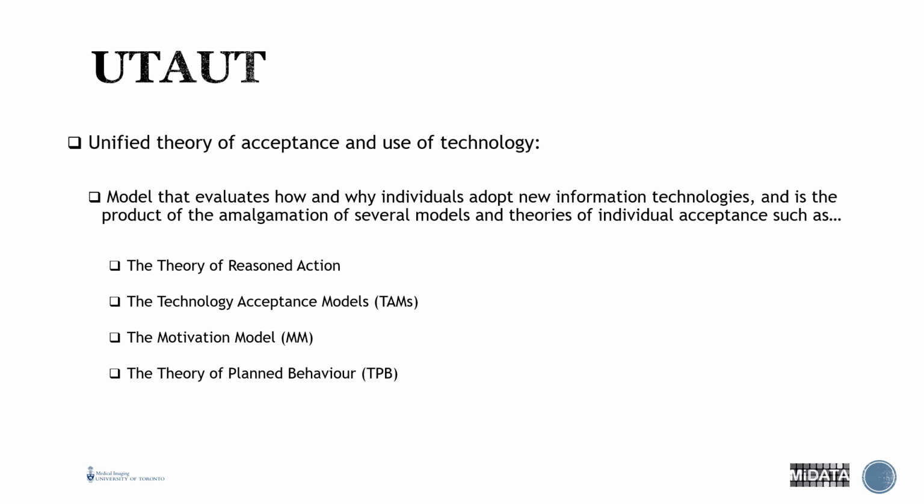So we have the Unified Theory of Acceptance and Use of Technology, UTAUT. This is the model that evaluates how and why individuals adopt new information technology, and it is the product of the amalgamation of several models and theories of individual acceptance, such as, and these are the four main ones, the theory of reasoned action, the technology acceptance model, the motivational model, and the theory of planned behavior.